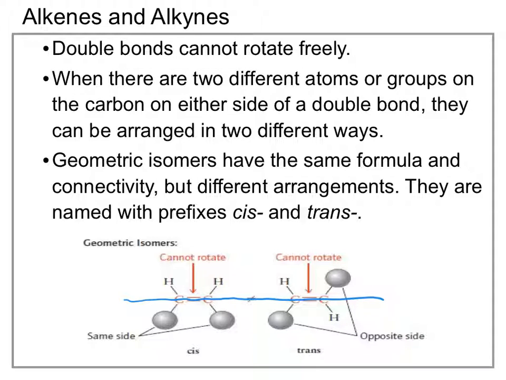When we get into naming compounds, we will see that in these cases, if both of our groups are on the same side, we refer to that as a cis compound. When the groups are on opposite sides of the double bond, that's referred to as a trans compound.